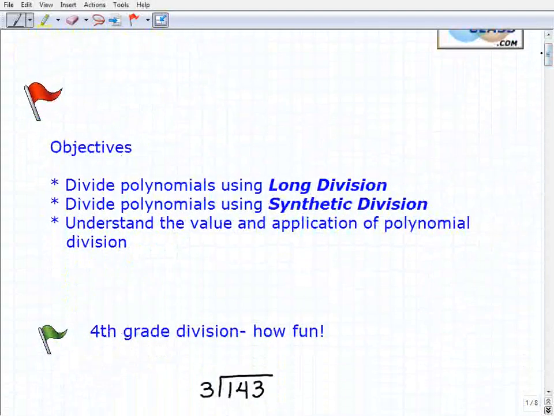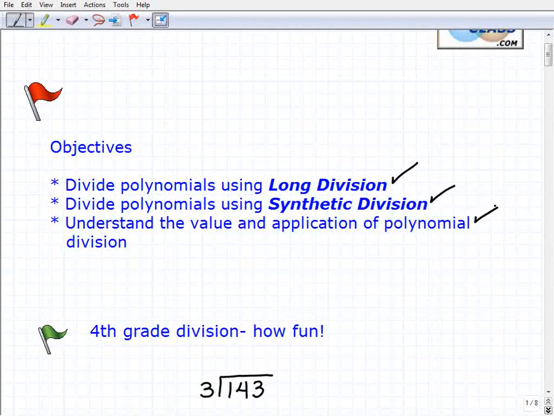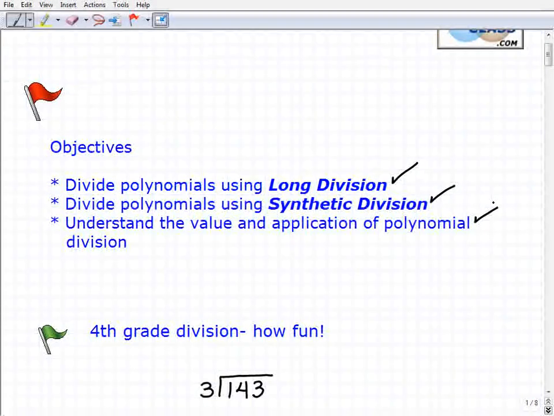Our objectives are to learn how to divide polynomials using something called long division. And then we're going to use another technique in certain cases when we're dividing polynomials, and that's called synthetic division. And I really want to make sure you understand the value and some of the applications you're going to be using polynomial division. And there's a ton, so you really have to commit to mastering this skill.